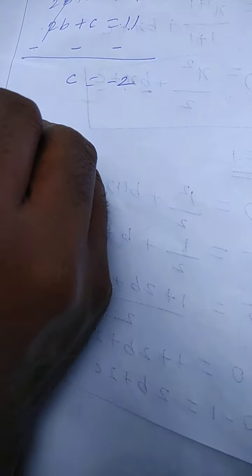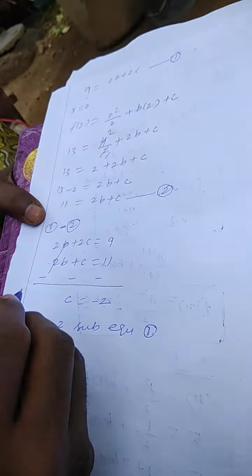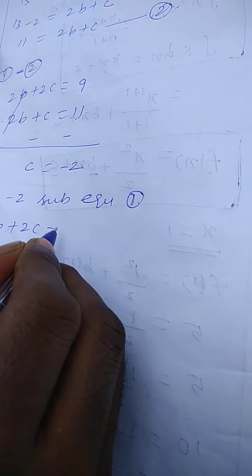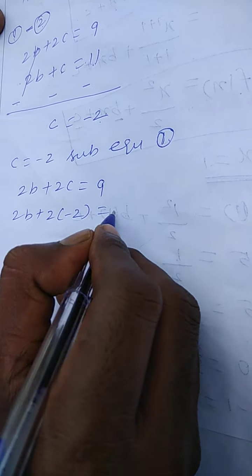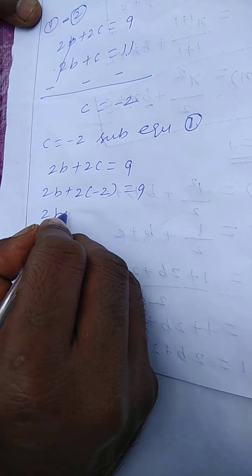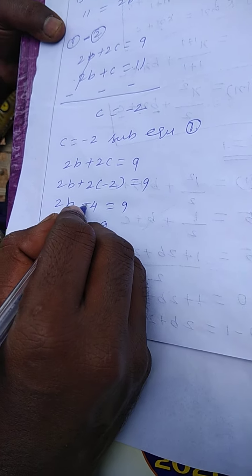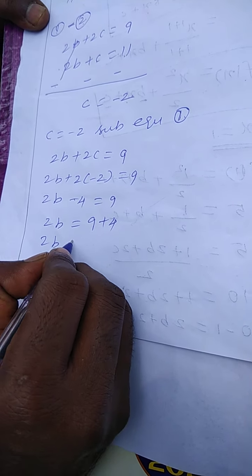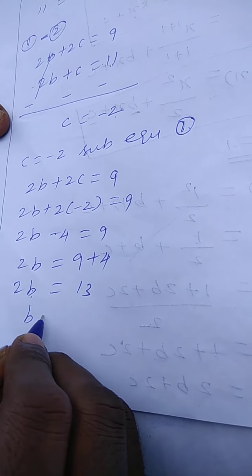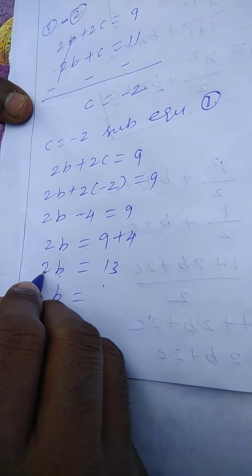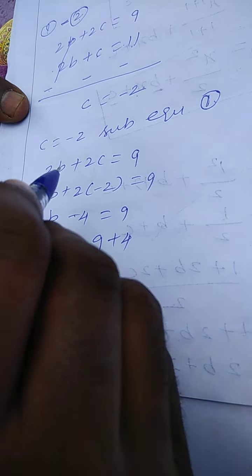Now c equal to minus 2, substitute in equation 1. What is equation 1? 2b plus 2c equal to 9. What is the c value? Minus 2. Apply in place of c: 2b plus 2 into minus 2, minus 4, equal to 9. So 2b equal to 9, the minus 4 will transpose to plus 4. 2b equal to 13. We need the b value only, so keep b on the same side. The 2 is multiplied, so it will transpose to divide: b equal to 13 by 2. Now we found the b value and c value.